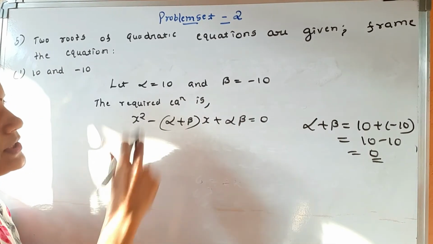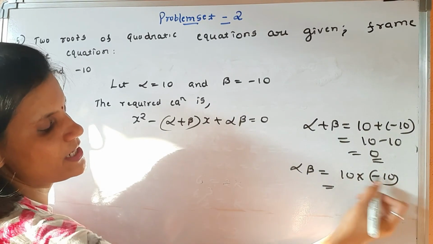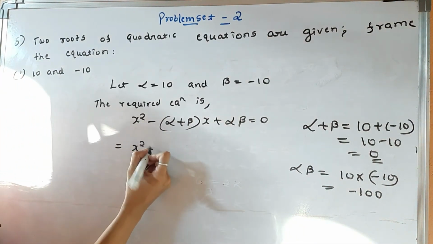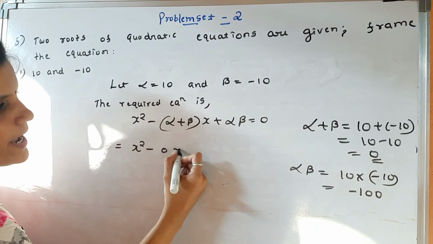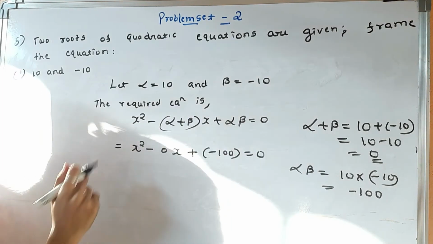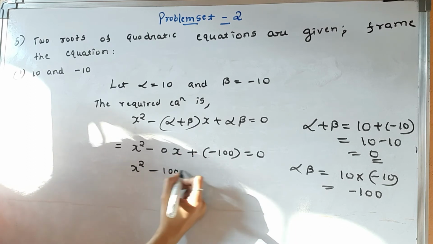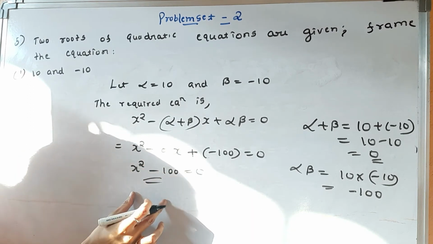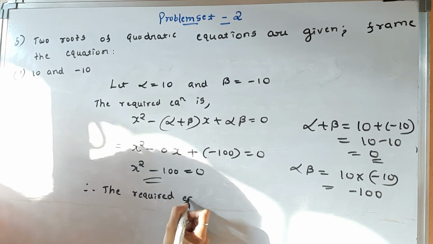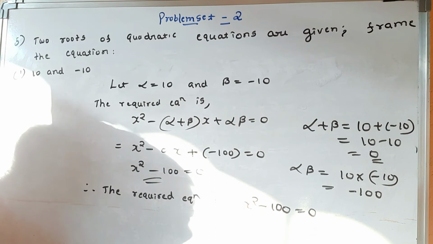Fine. After that, alpha beta. Alpha beta is equal to 10 into -10, which means 10 tens are 100. You are getting -100. So substitute: x square minus (alpha plus beta, we got 0) 0x plus alpha beta, I got -100, equal to 0. What is our next step? x square minus 0x doesn't have any value, plus minus 100 equal to 0. So this is the required equation. Therefore the required equation is x square minus 100 equal to 0. Simple. We will move to the next sum.